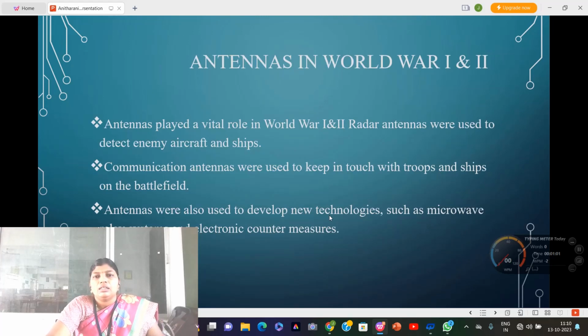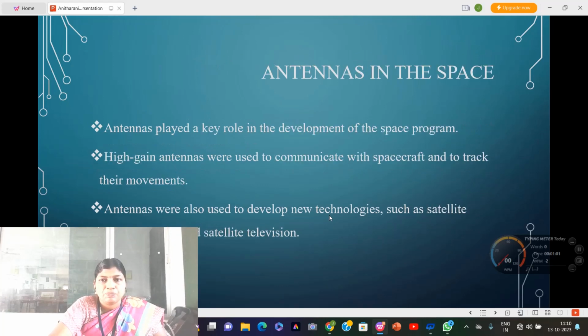Antennas mainly started to matter in World War One and Two. They played a vital role in both wars. Radar antennas were used to detect enemy aircraft and ships. Communication antennas were used to connect troops and ships on the battlefield. Antennas were widely used to develop new technologies such as microwave relay systems and electronic countermeasures.